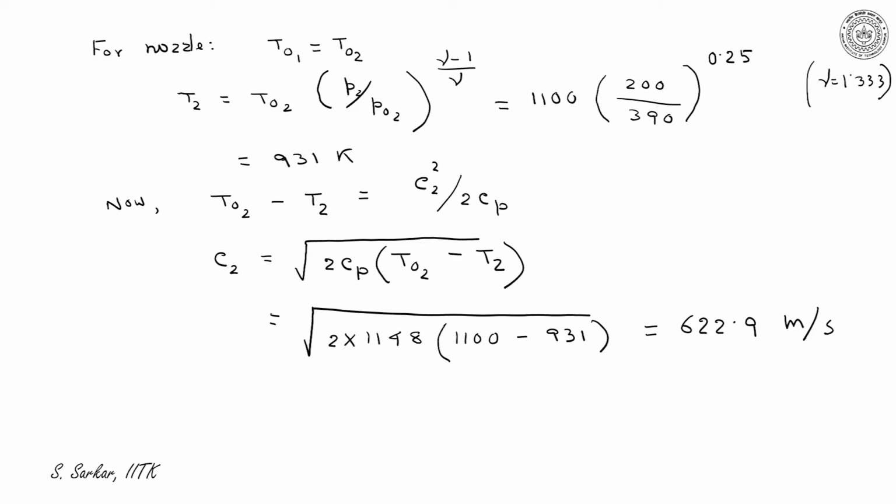Now from the velocity triangle, considering axial velocity remains constant within the stage, I can write Cz is equal to C2 into cos alpha 2.